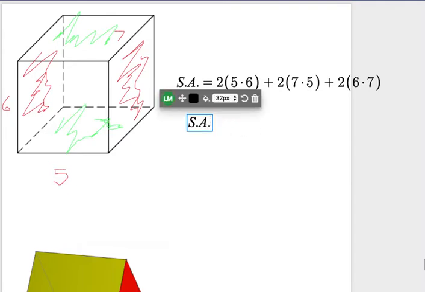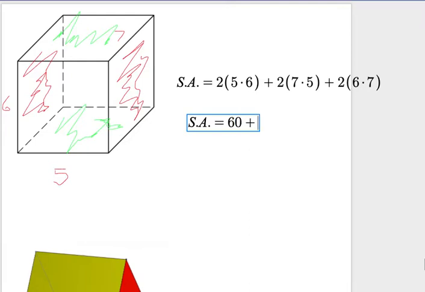again, surface area is going to be 2 times 5 times 6, so that's going to be 2 times 30, which is 60. And then that's going to be 2 times 7 times 5, that's going to be 35 times 2, that's 70. I'm going to have 2 times 6 times 7, so that's going to be 42 times 2, that's 84.